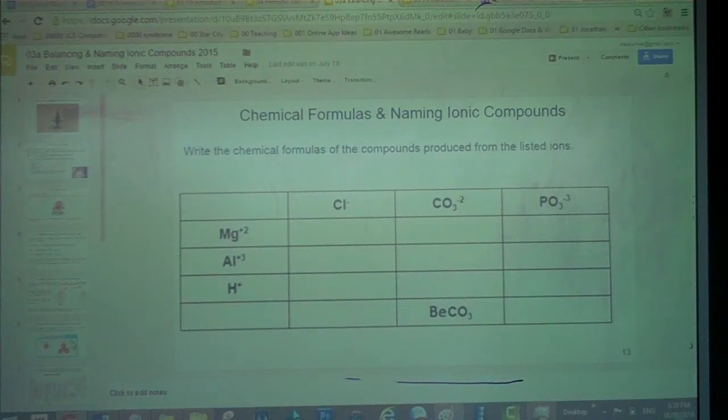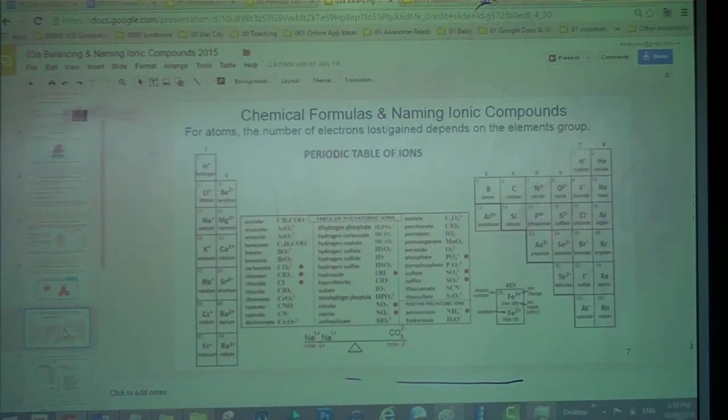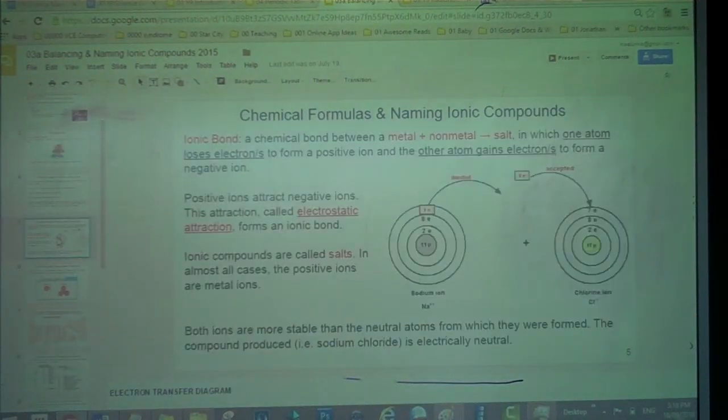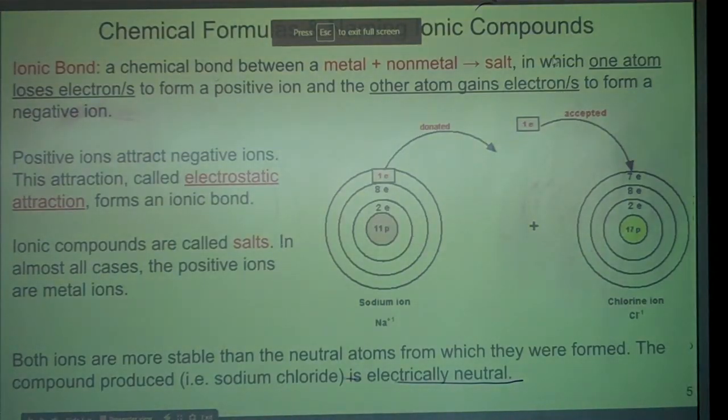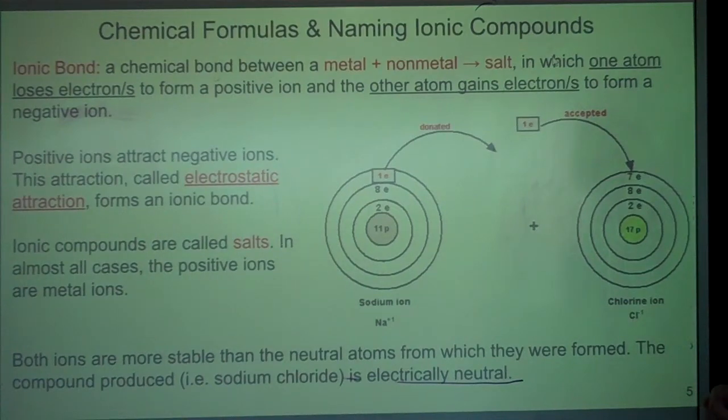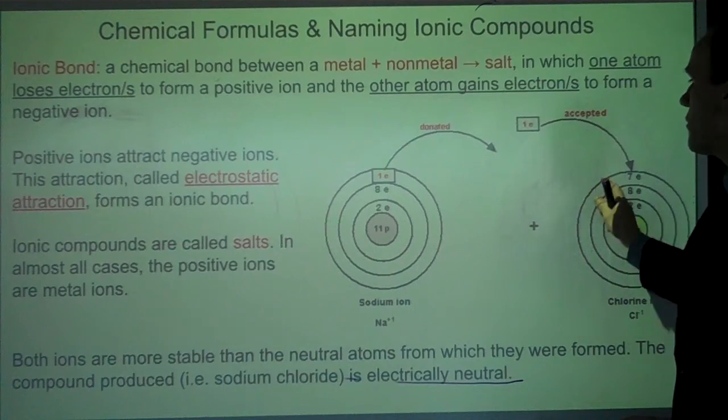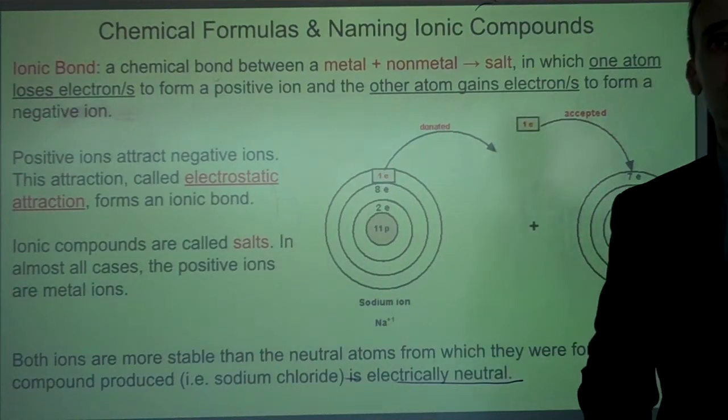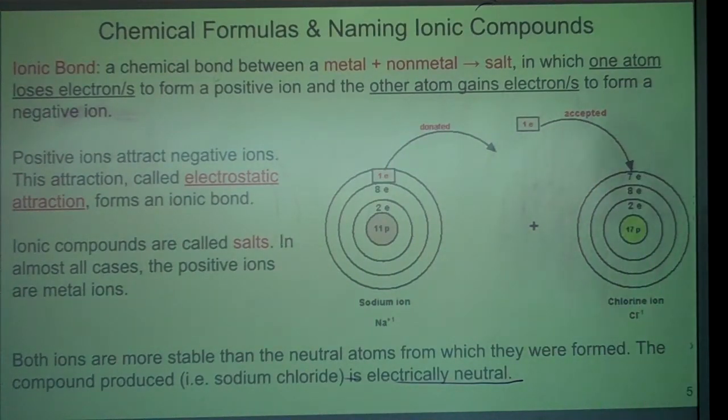Okay, chemical formulas and naming ionic compounds. Now we've just talked about ionic bonds and why that's occurring. An ionic bond is when a metal on the left of the periodic table loses an electron and a non-metal gains an electron, and then they stick together.